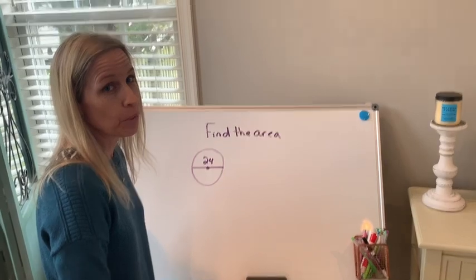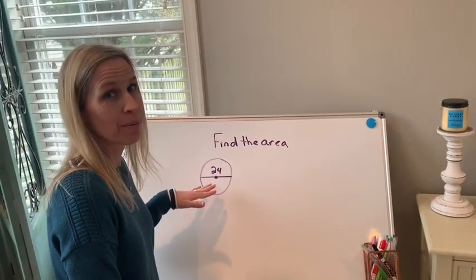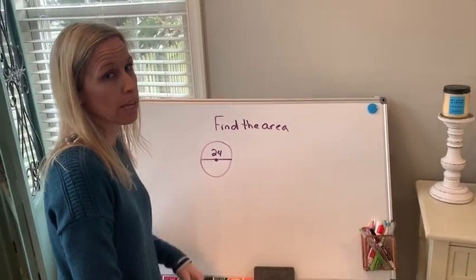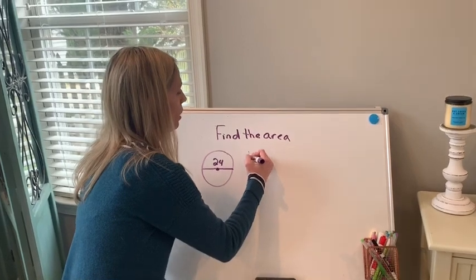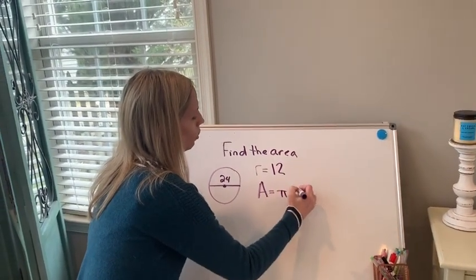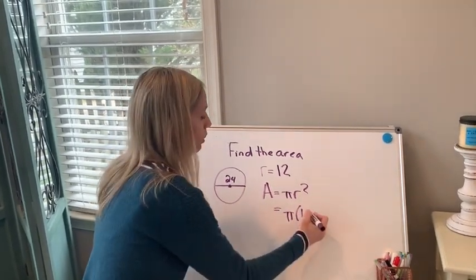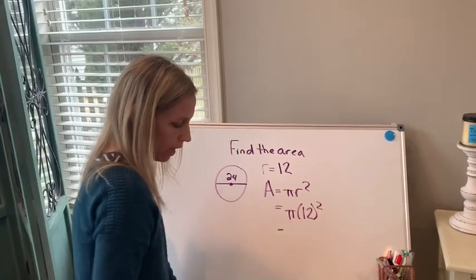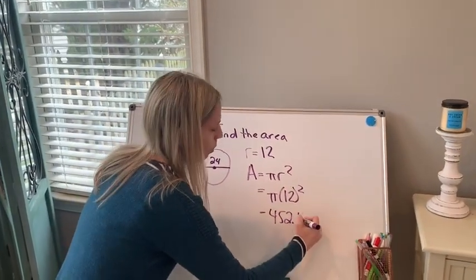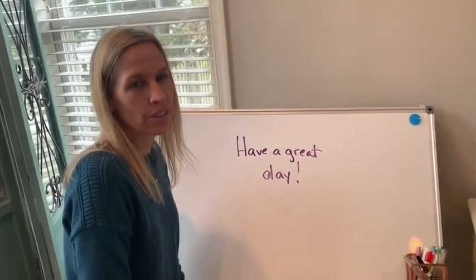Our last example is where we're going to find the area of a circle. Here we're given the diameter. So if we're given the diameter, we know that the radius is just going to be half of that. So our radius here is going to be 12, and then we plug into our formula. So the area is equal to pi times 12 squared. Put that in Desmos, and our answer is 452.4. That's it for now with our circumference and area of a circle.